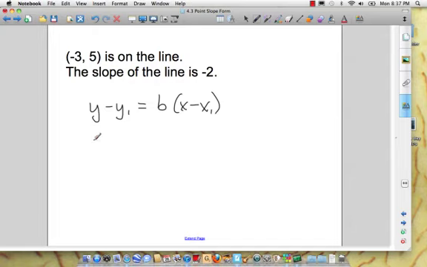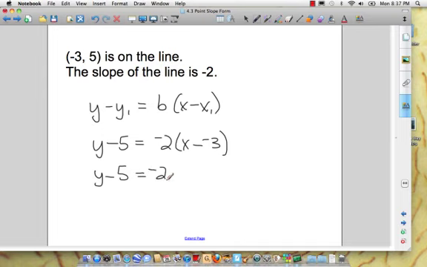So y minus, well, here's y1, 5, equals, for b, I'm going to put the slope, which I've been given as -2, and then x minus x1. Well, here's x1, the x-coordinate of the point I know. Okay, and now I'm just going to clean that up. y minus 5 equals -2 times (x plus 3), because anytime you subtract a negative, it turns into addition. And that's the way most textbooks leave the answer. Your textbook likes to add 5 to both sides, and then the final answer looks like this.